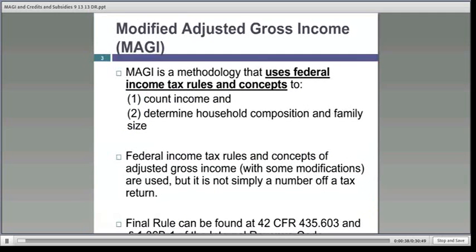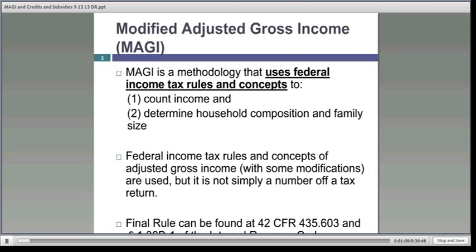So on slide 65, we start out with modified adjusted gross income, MAGI. We want to make sure that everyone understands that there are two pieces to MAGI. It's a methodology that uses federal income tax rules and concepts, and it's used to determine somebody's income and count what their income is, but also determine their household composition or family size.